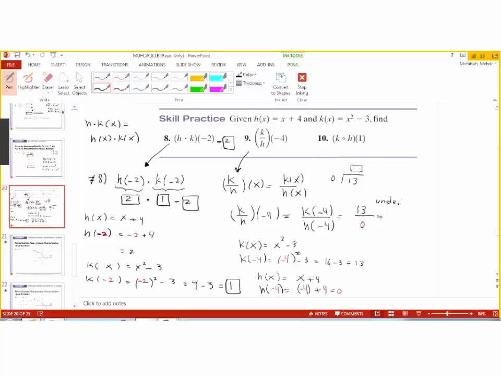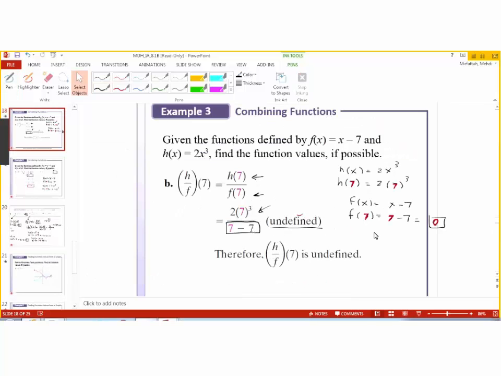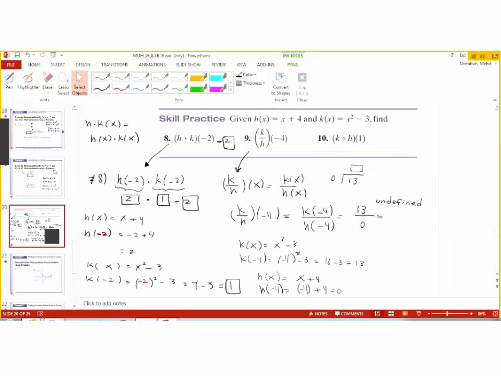Does it make sense? Undefined. We did another example earlier. Remember we did this? This is how we get undefined. So yeah, that would be undefined. Okay, good. All right, good job.